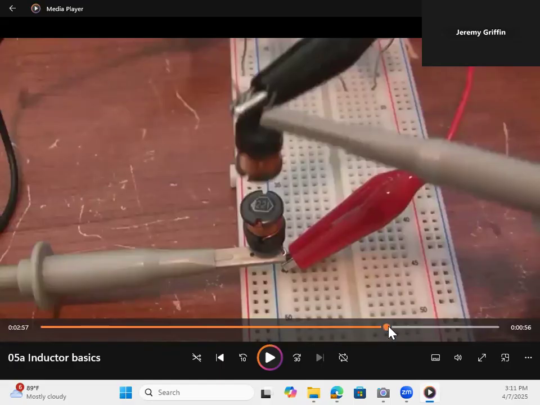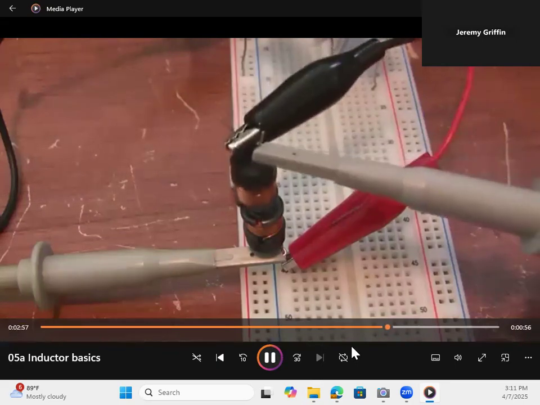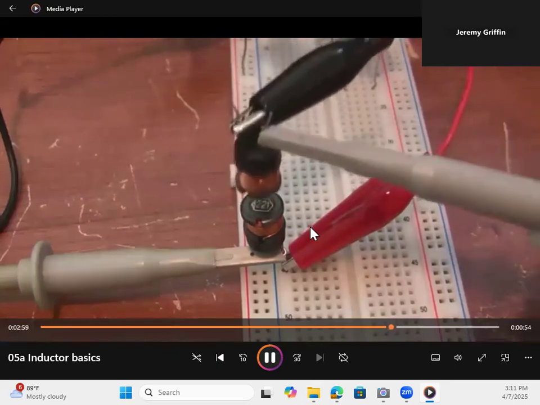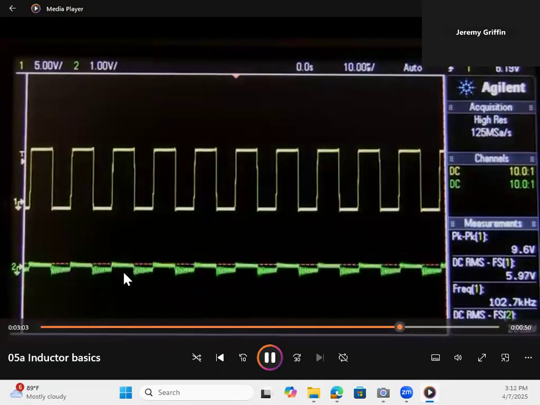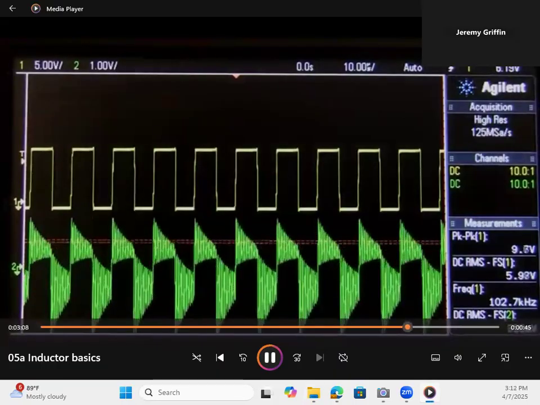And then here, play this a little bit. See how it's getting closer, further away, closer, further away. I wonder what that's doing to the voltage and the current. Hey, look at that. See, it's getting stronger, weaker, stronger, weaker. Kind of makes sense, right?